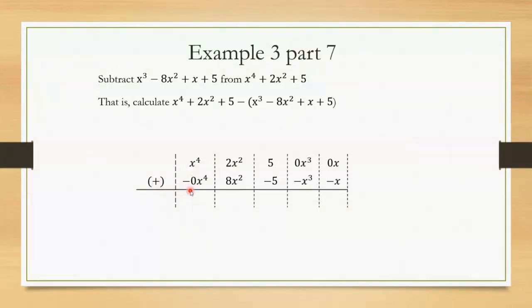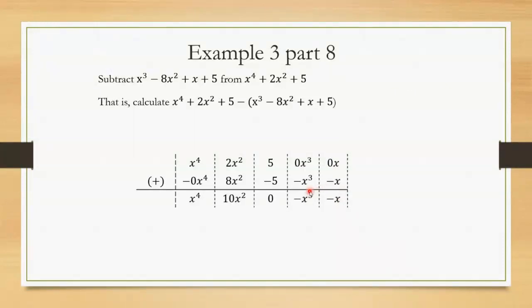Now we can add, right? So we get this. So we get x to the 4 by adding. 2x squared plus 8x squared is 10x squared. 5 plus negative 5, that's 0. 0x cubed plus minus x cubed is minus x cubed. As you can see, 0x plus minus x is minus x. Good.